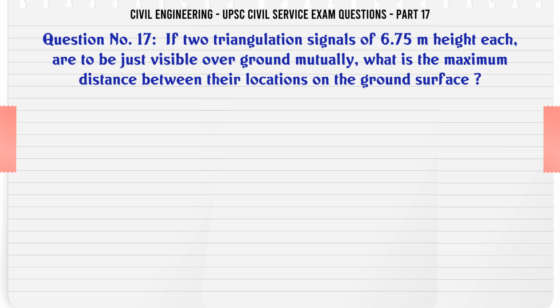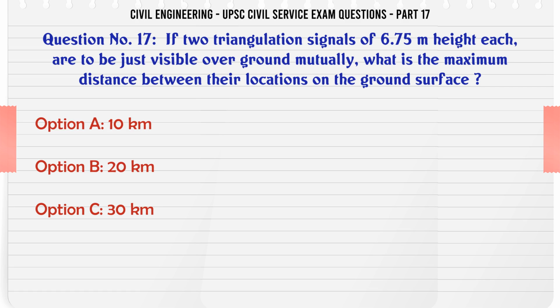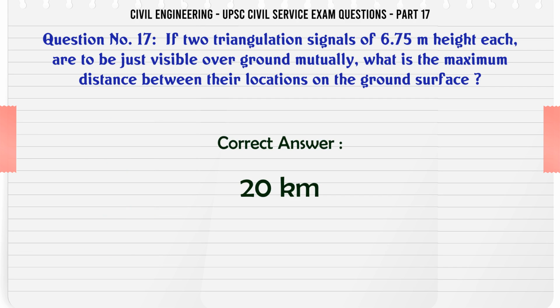If two triangulation signals of 6.75 m height each are to be just visible over ground mutually, what is the maximum distance between their locations on the ground surface? A. 10 km. B. 20 km. C. 30 km. D. 40 km. The correct answer is 20 km.